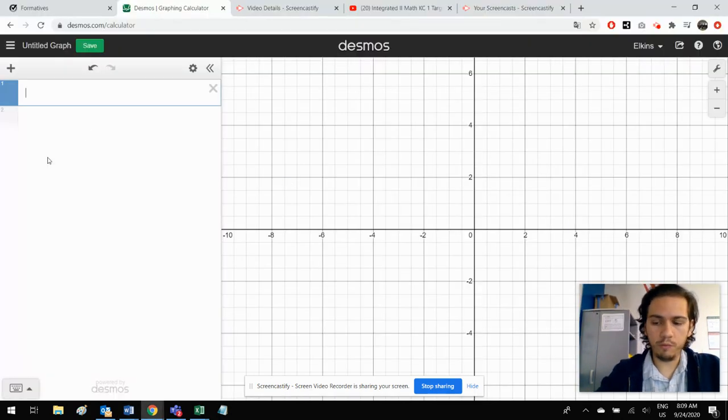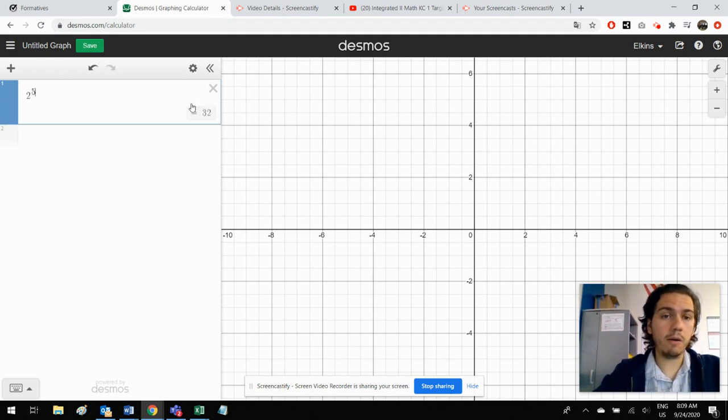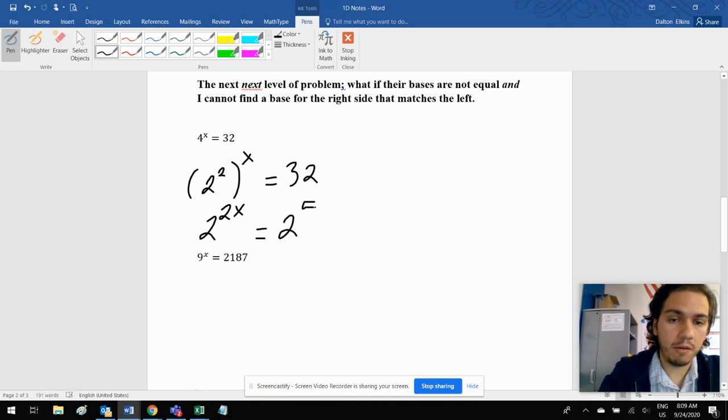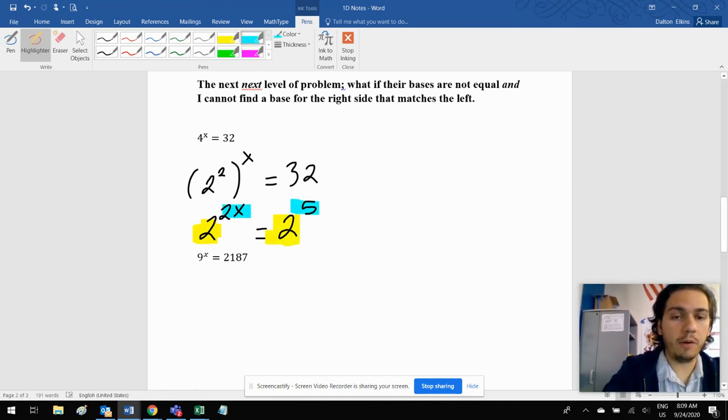So I'm going to open up Desmos. 2 to the power 1. 2 to the power 2. Again, no. 3. 4. Getting closer. 5. Perfect. Look, 2 to the power 5 is equal to 32. So it works out, right? Instead of 32, I'm going to write 2 to the power 5. Now we have the same base. Each power has a base of 2, which means I could take these exponents and set them equal.